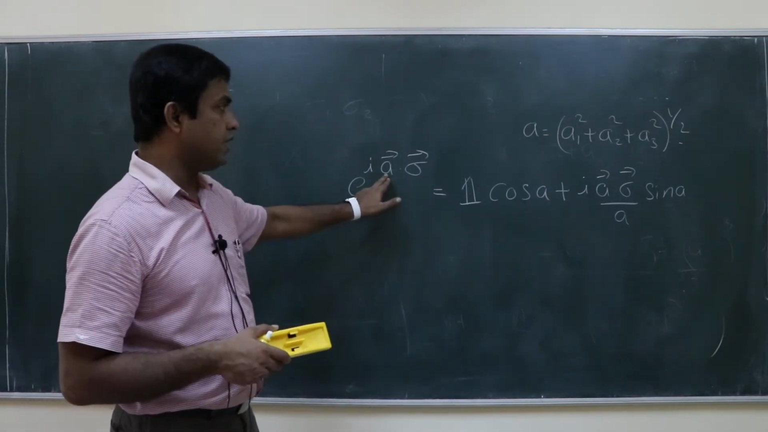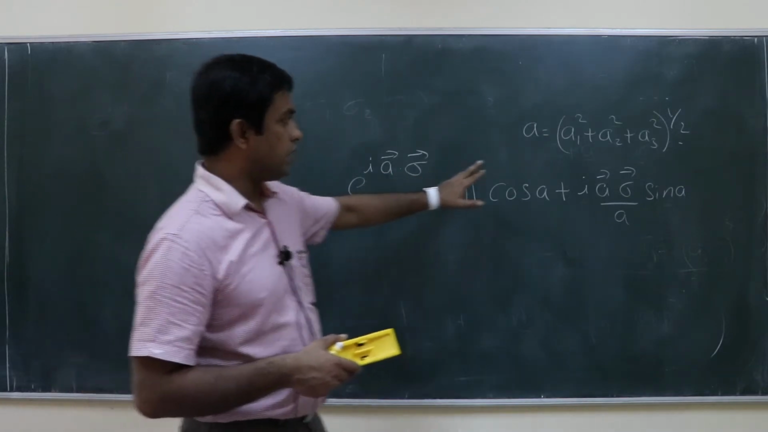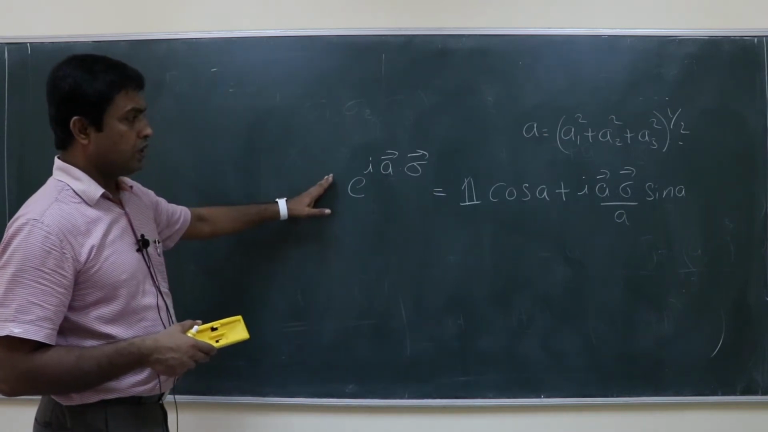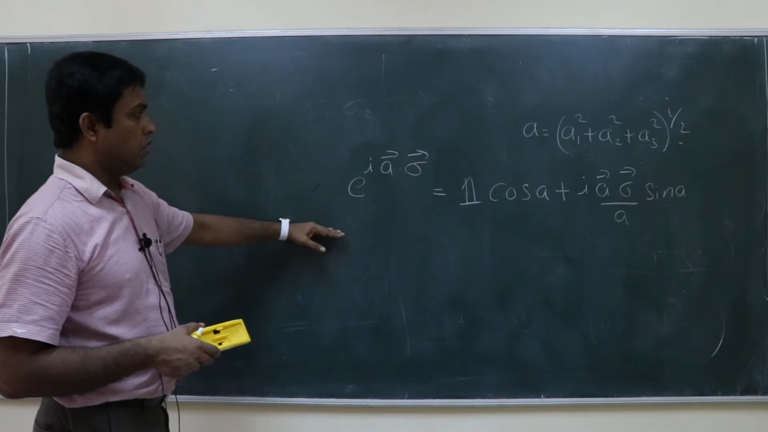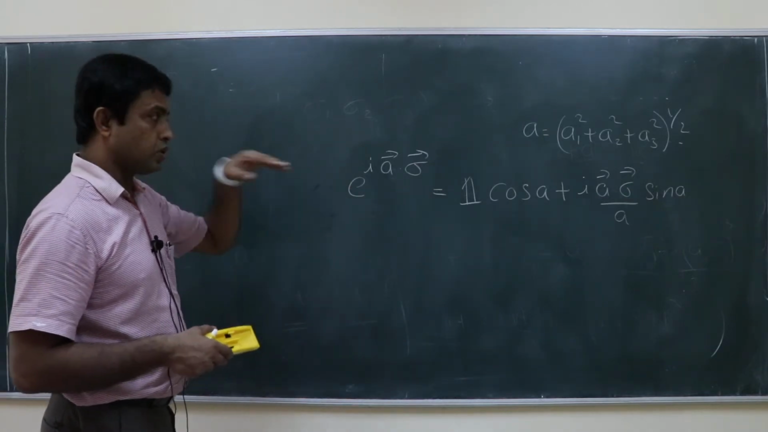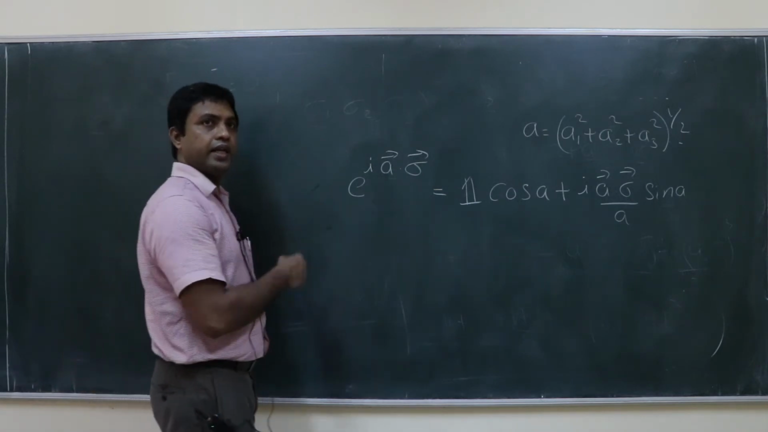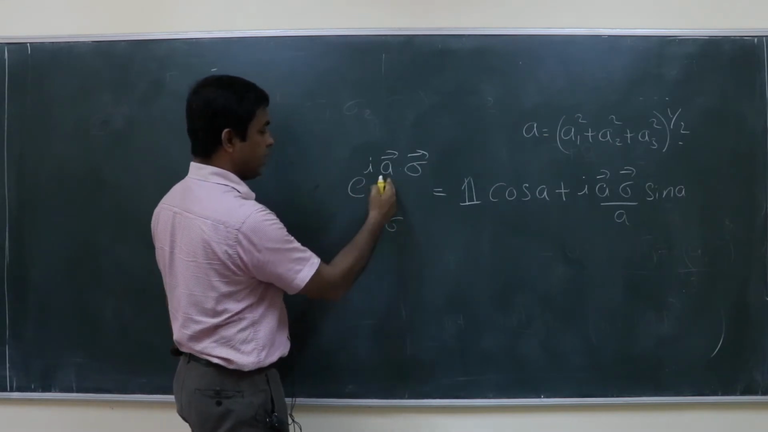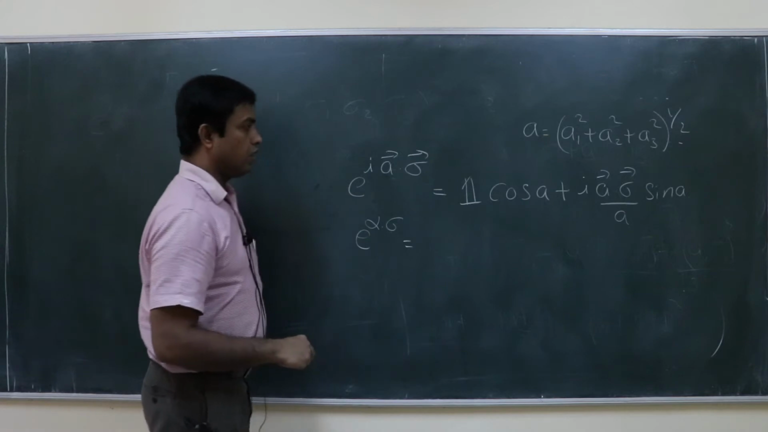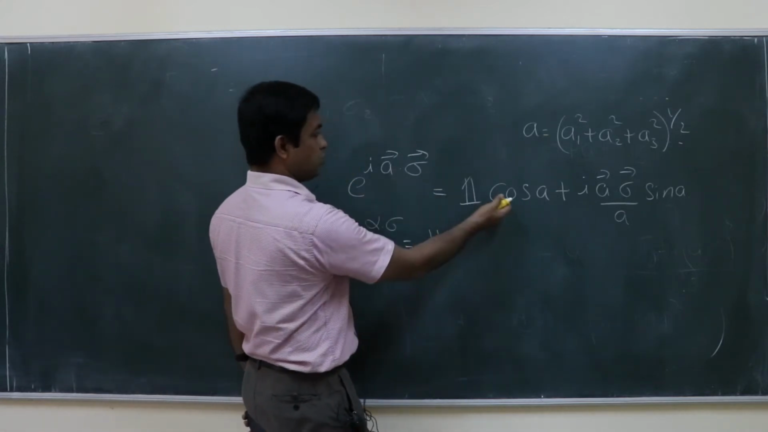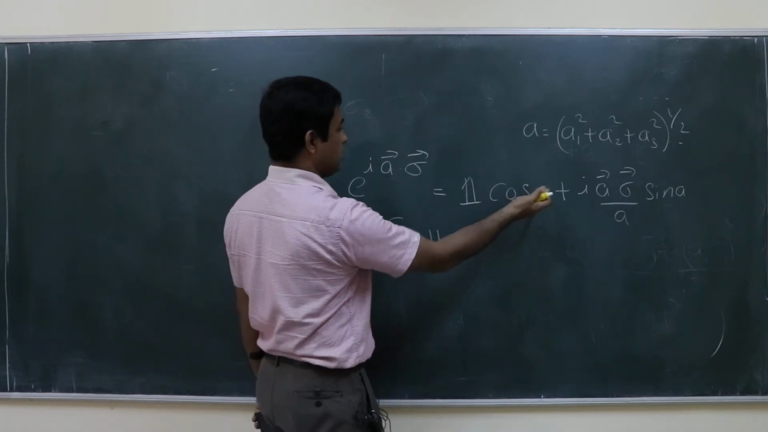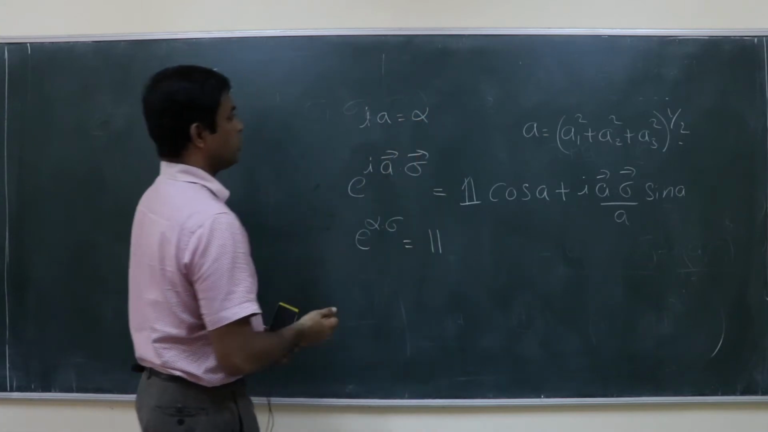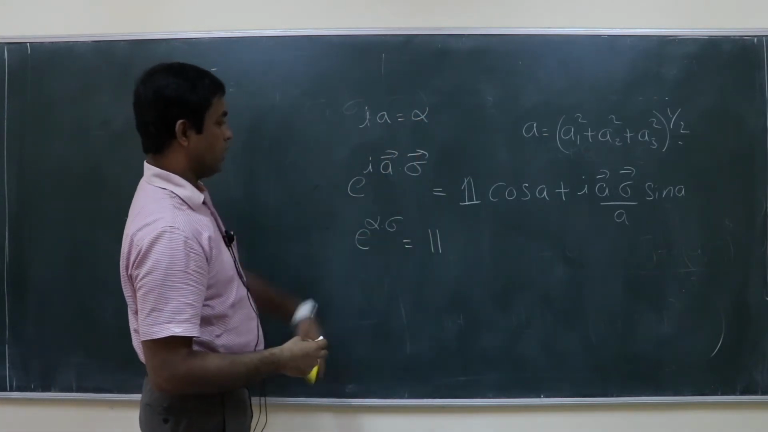Earlier we said that A is basically a vector with components a1, a2, a3. They are real numbers, so this one you can easily generalize to complex numbers also. In general I can write this as e power alpha dot sigma, because in this expression you can substitute iA equal to alpha. Then you can actually do the calculation.